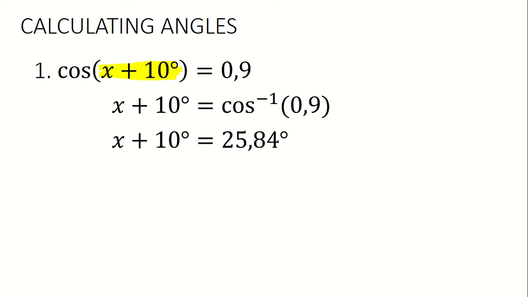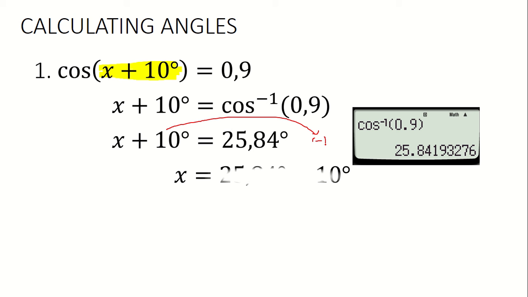For us to be able to solve for x here, I'm simply going to transpose this 10 to the right hand side, and when I transpose it to the right hand side, it will be negative. So I'll end up having x is equal to 25.84 degrees minus 10 degrees, all right? And that will simply give you 15.84 degrees.